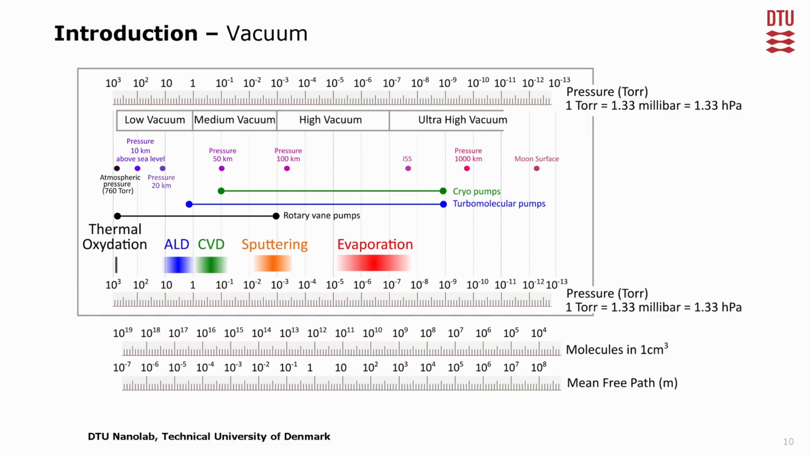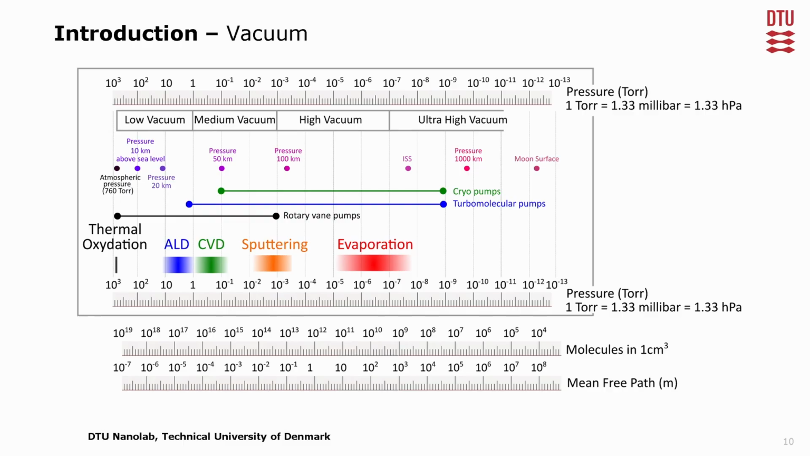Most thin film deposition techniques require some degree of vacuum. The exception is thermal oxidation, which will be covered in the following lectures. The following part of the course focuses on physical vapor deposition, which requires ultra-high vacuum equipment. Even sputtering, which operates at a few millitorr, requires the chamber to be evacuated to ultra-high vacuum before the process.